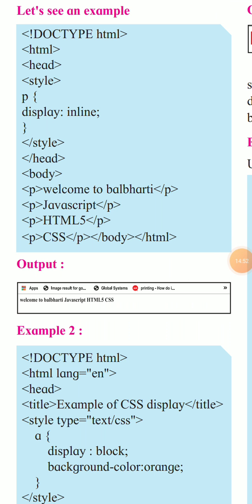Okay, we see here one example for the display. HTML, doctype HTML, HTML, head. Again here see style tag. In style tag, for p element, the CSS property is display inline. Means here declaration over, curly bracket complete, end of style, then end of head tag. In body tag, see here 4 paragraphs are there. Okay, in 4 paragraphs, welcome to Balbharti, JavaScript, HTML5, CSS. Okay, these are paragraphs. Then end of body, end of HTML.